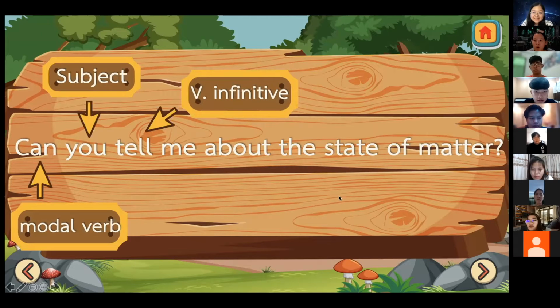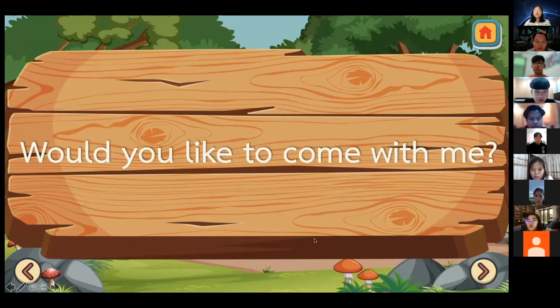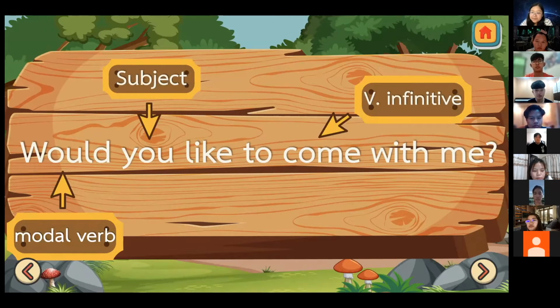Okay, next. This sentence, I want to hear from Gus. Can you read it? Would you like to come with me? Great. Would you like to come with me? Your intonation is great. Would is a modal verb. You is the subject and the verb infinitive is come.